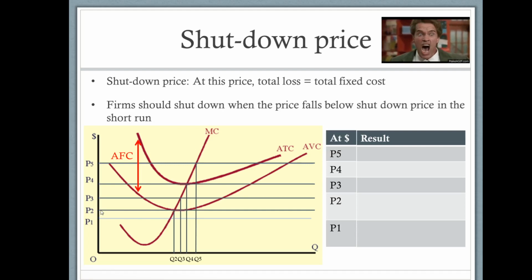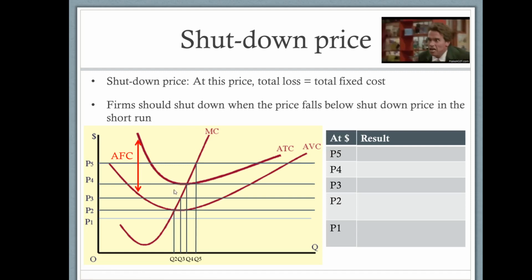Look at this. See the intersection point? That is where your AR is equal to your AVC. Does it make any sense? Because of that, your revenue is only able to cover the average variable cost, barely. So you can see your loss at this point. This is your AR, and you can barely cover all your average variable cost. So your loss will be this distance here.